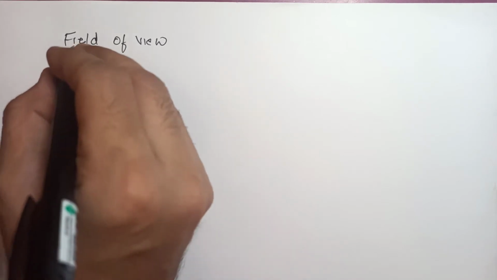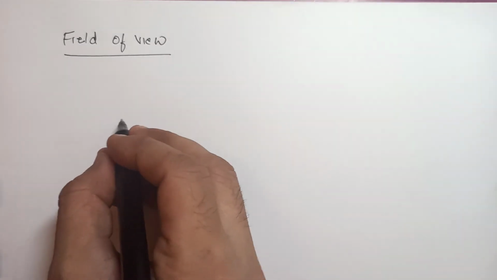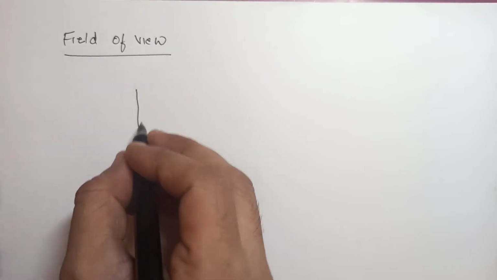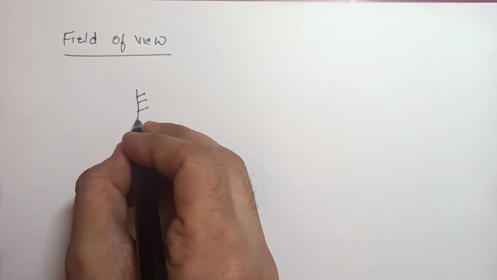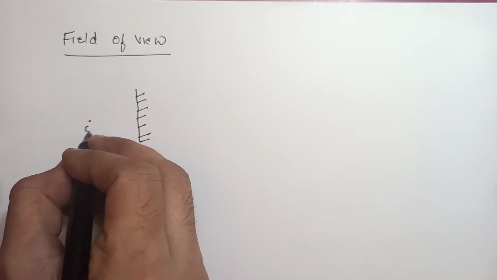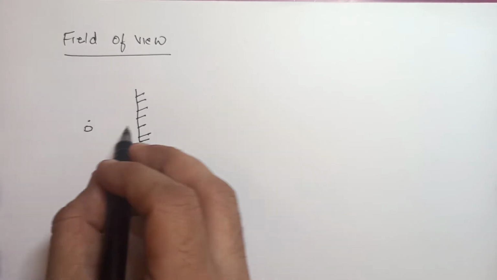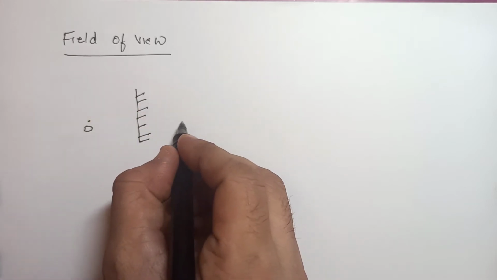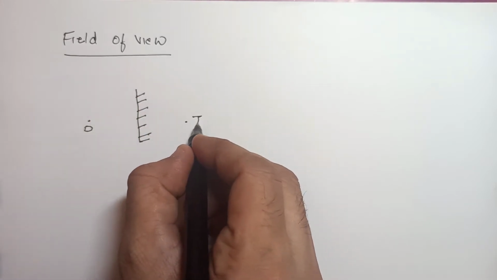So students, now we will understand a very small concept that is called field of view. Very simple, this is a mirror, and we have an object here. So the image would be what? It would be at the equidistant point from here. Let's say the image is I.